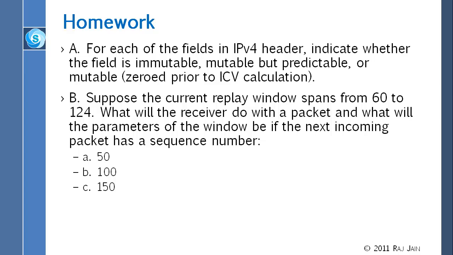One is, for each field of IPv4, indicate whether it is immutable, mutable, predictable, and so on and so forth. And the second thing is about the replay window. The replay window spans from 60 to 124. What will happen to packets 50, 100, and 150?